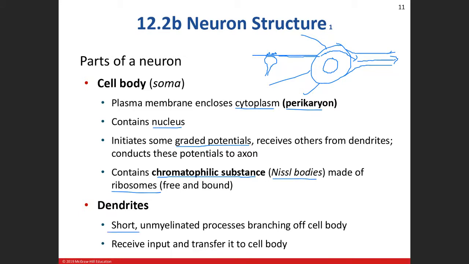The dendrites, again, are short, specifically unmyelinated processes. Myelin is a fatty-like lipid substance, and it's only found on the axon. It's never found on the cell body. It's never found on the dendrites. The only place you see it is on the axon, and it's not even on all of the neurons. It's only on some. Its job is to insulate the neuron.